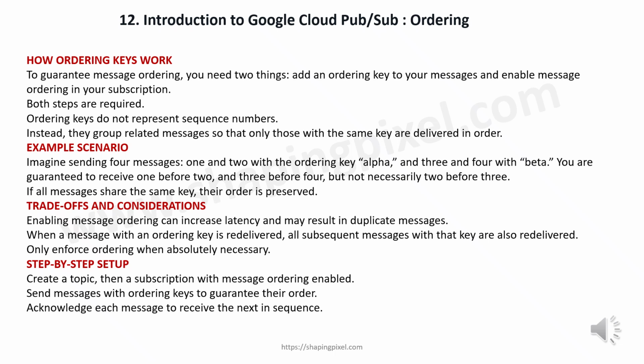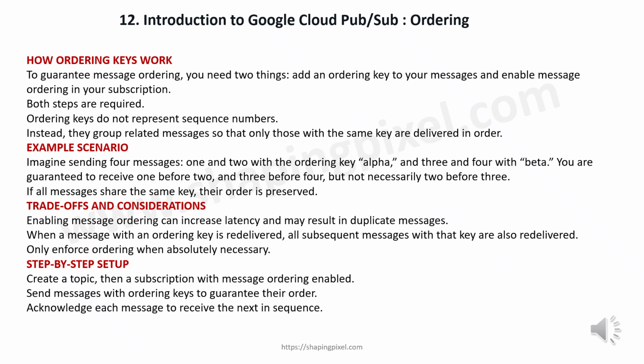Ordering keys do not represent sequence numbers. Instead, they group related messages so that only those with the same key are delivered in order. Imagine sending 4 messages: 1 and 2 with the ordering key alpha, and 3 and 4 with beta. You are guaranteed to receive 1 before 2 and 3 before 4, but not necessarily 2 before 3. If all messages share the same key, their order is preserved.